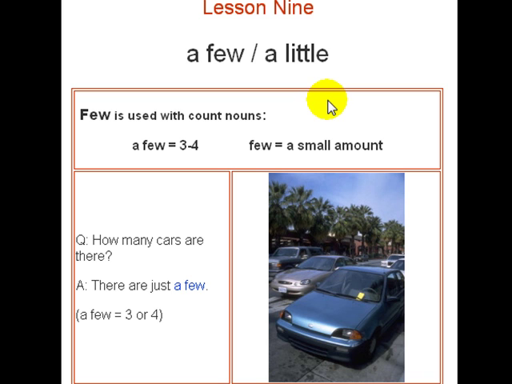Now, what are count nouns? Count nouns are those things which you can count. Like, for example, cars. You can count cars. 1 car, 2 cars, 3 cars. Okay? So this guy, we asked him, this guy owns these cars. Maybe he owns this whole lot here. How many cars are there?